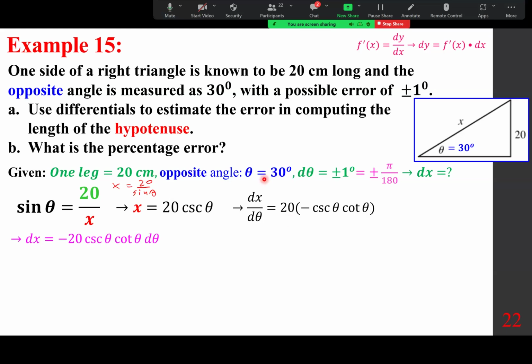So what is theta? Theta is 30 degrees or pi over 6. So minus 20 cosecant pi over 6, cotangent pi over 6. D theta is plus minus pi over 180. It has to be in radians. That's why I changed it.